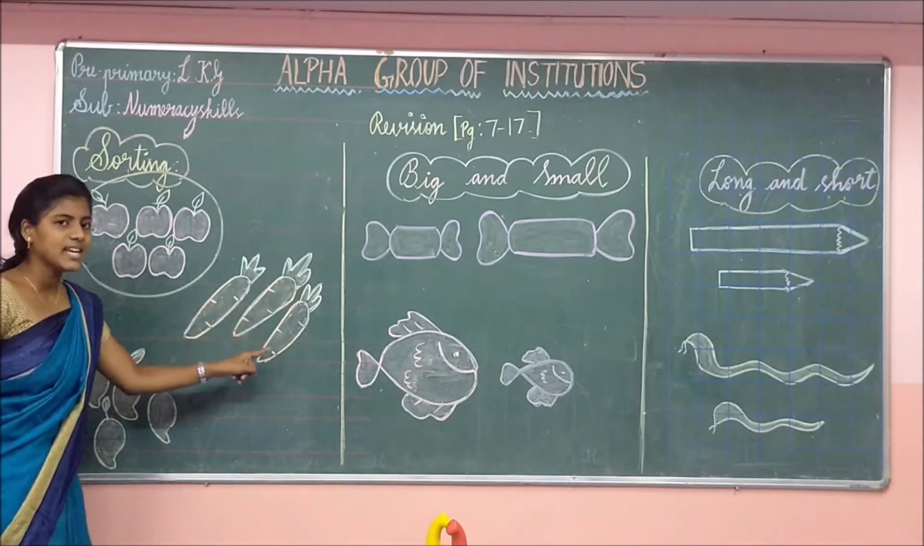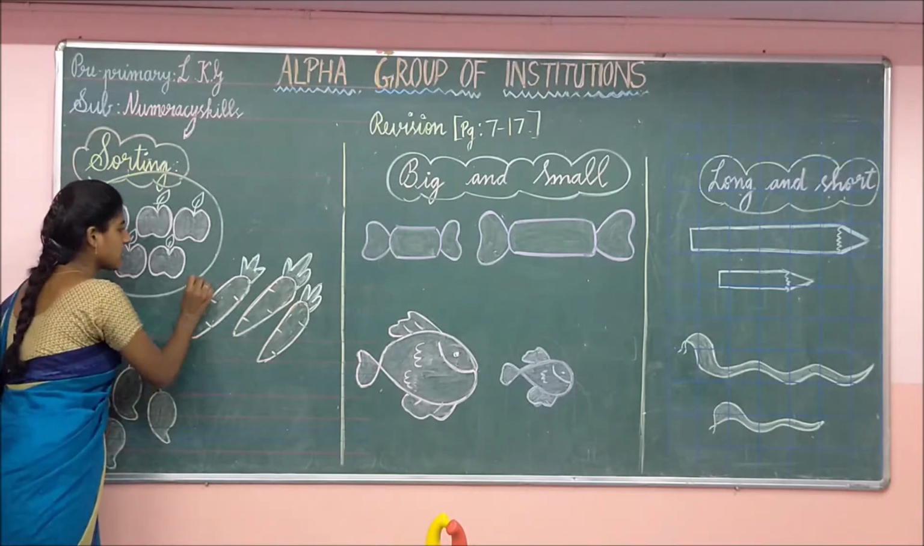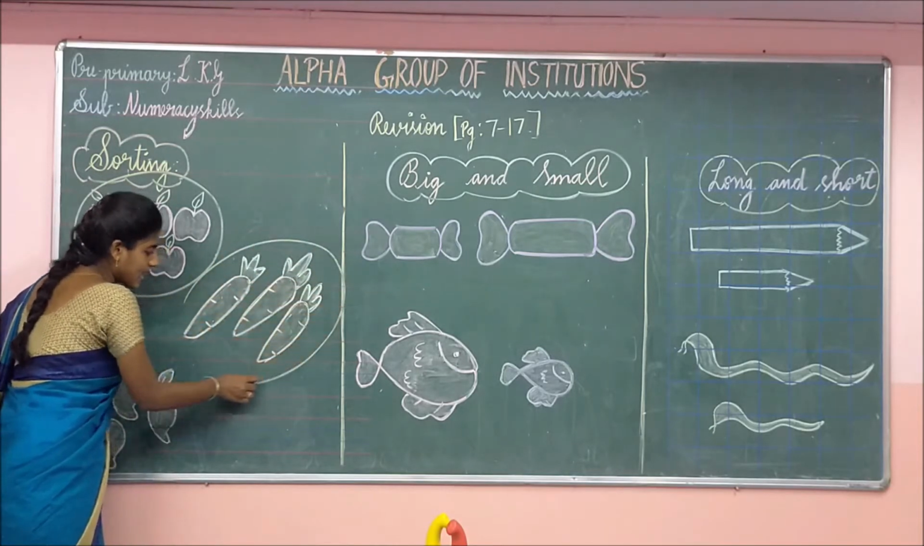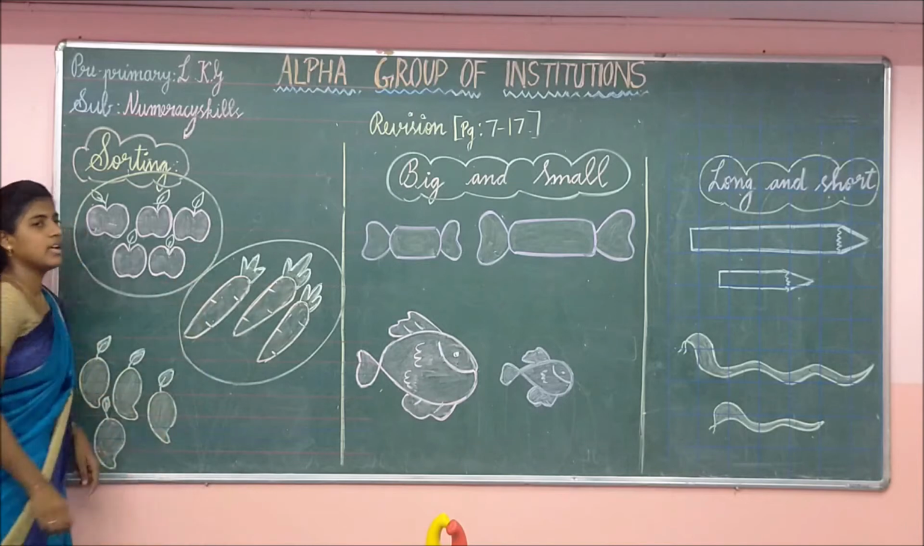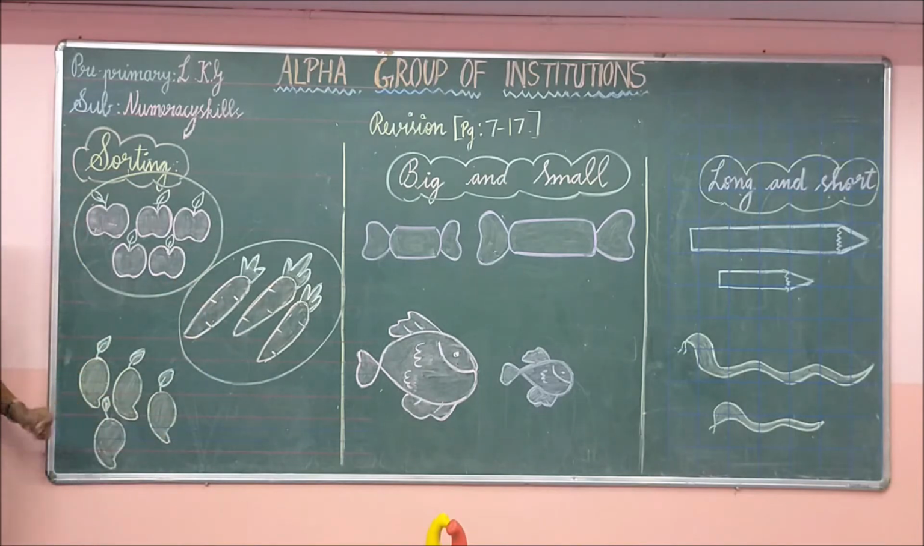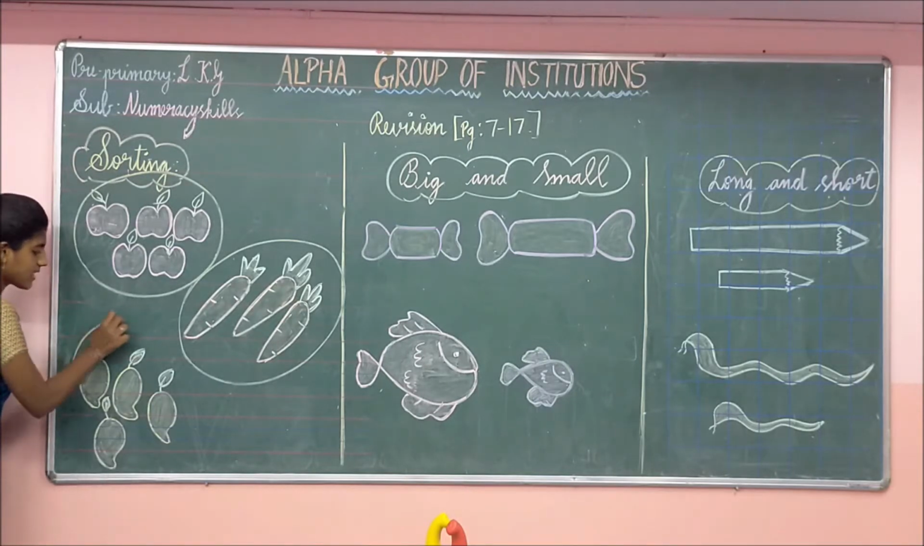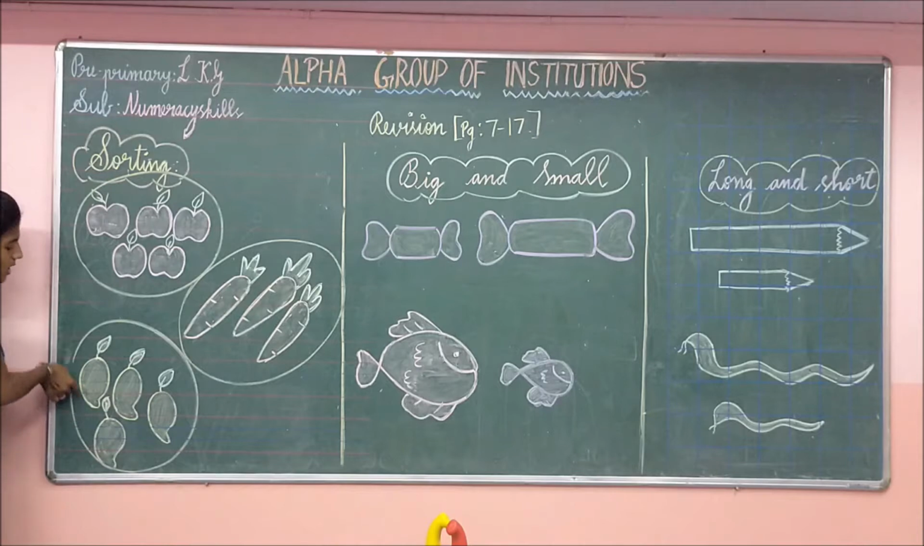Then what are these? Carrot. Now we are going to group the carrot in one group. Next, what is this? Mango. Now we are going to group the mango in one group. Okay children, this is called sorting.